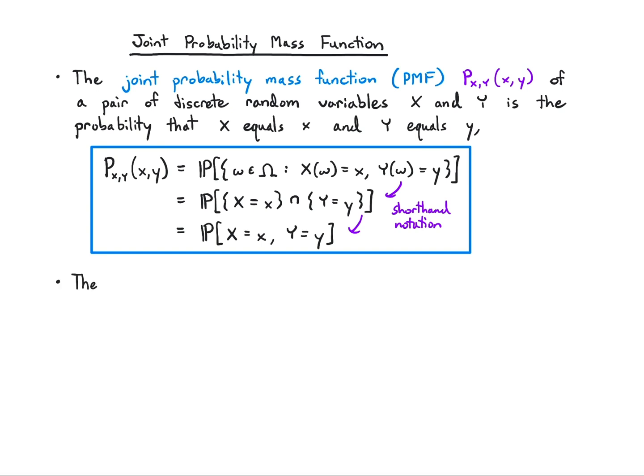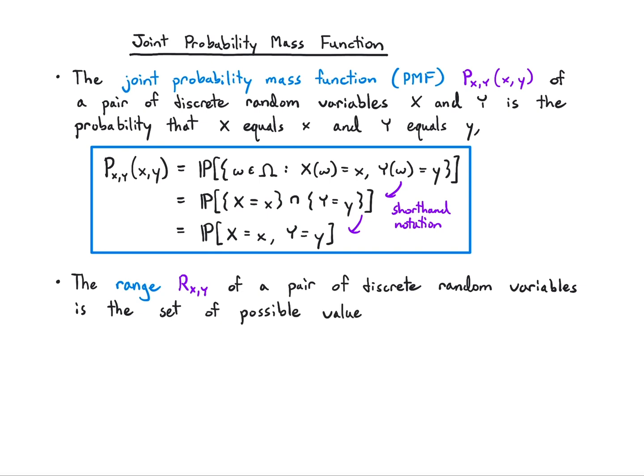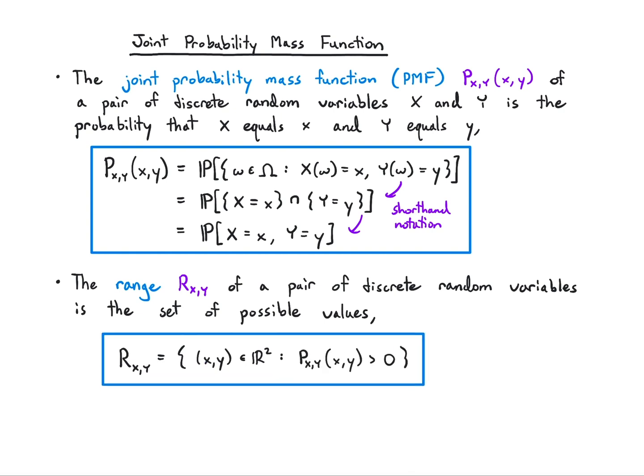The range, same thing as before: R of X, Y, of a pair of discrete random variables, is just the set of values that they're allowed to take. So it's the values where I'm going to see positive probability, the values in the real plane where I see positive probability.